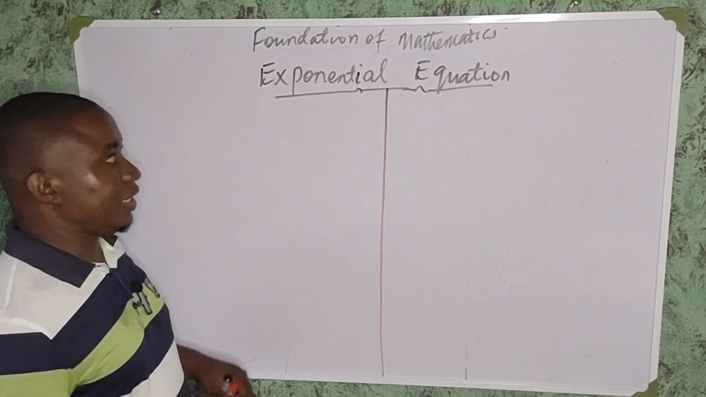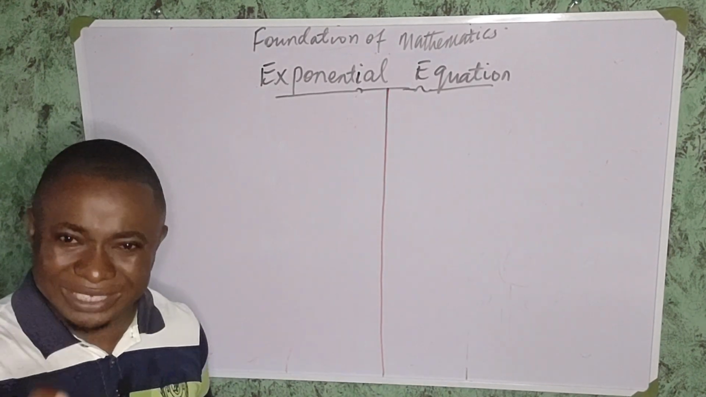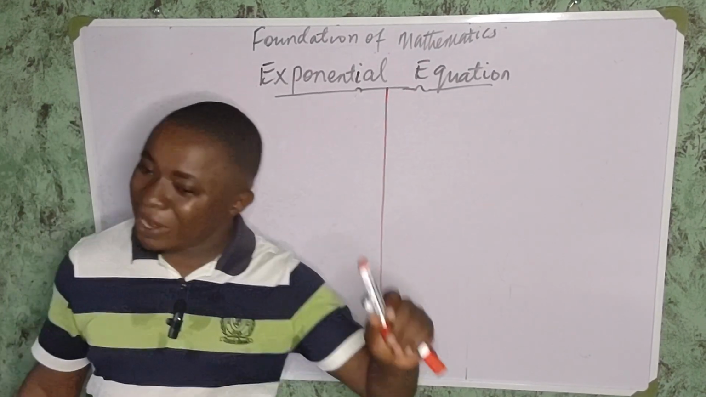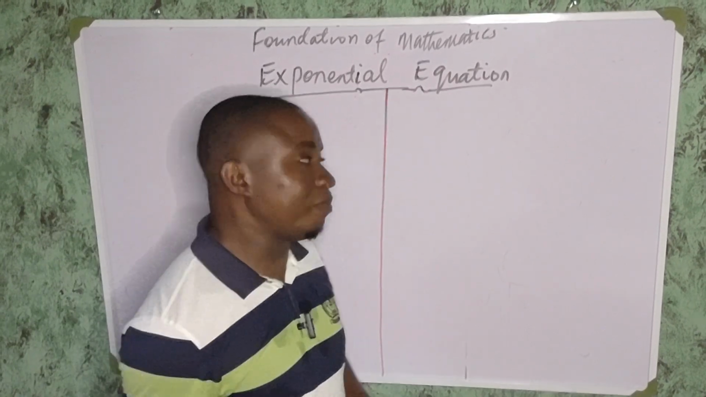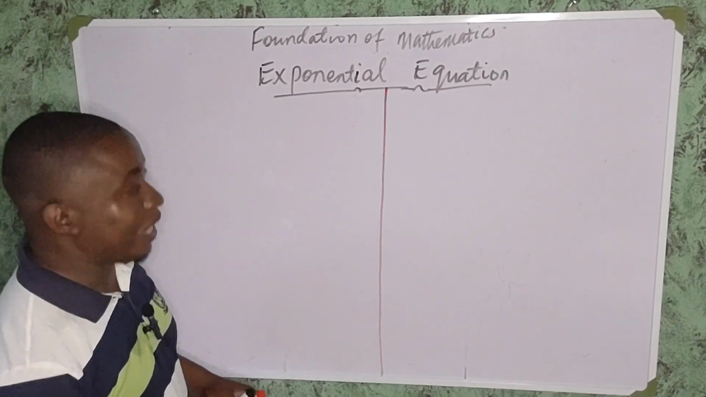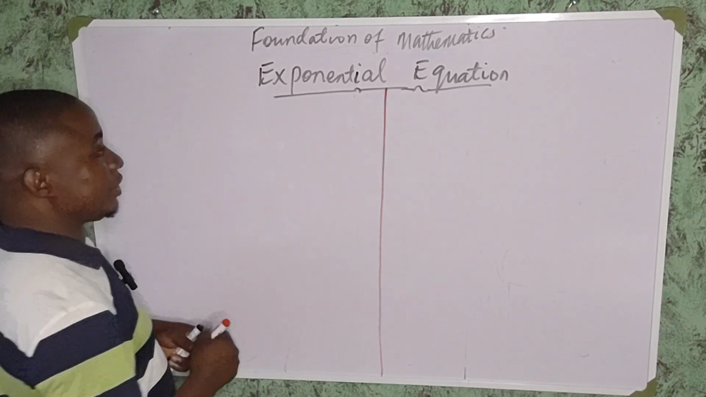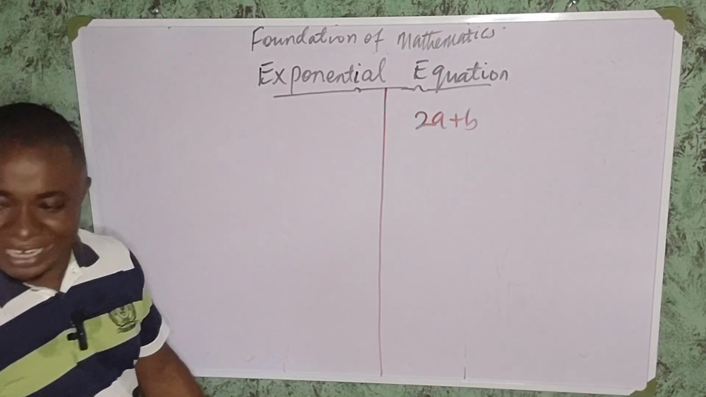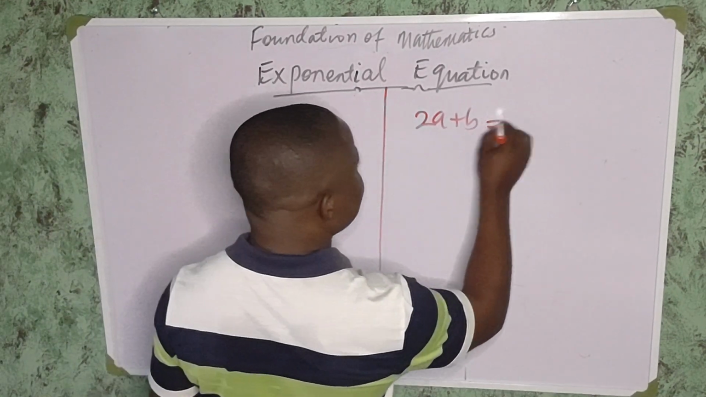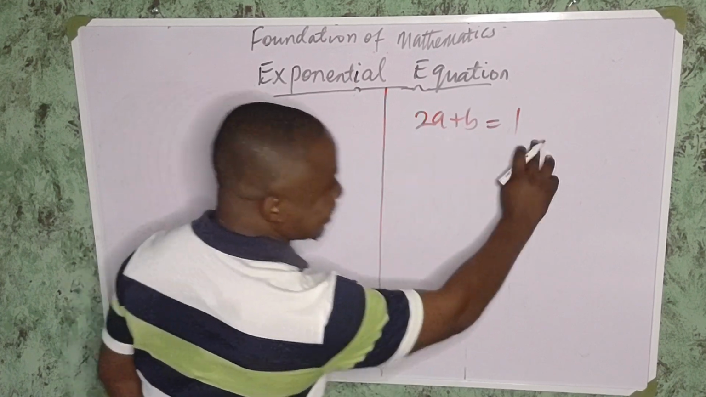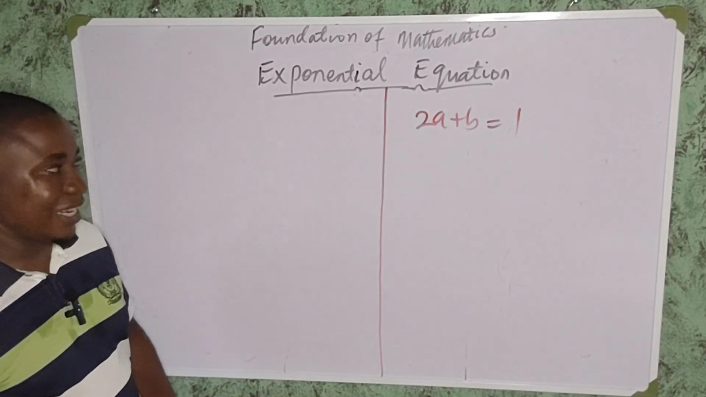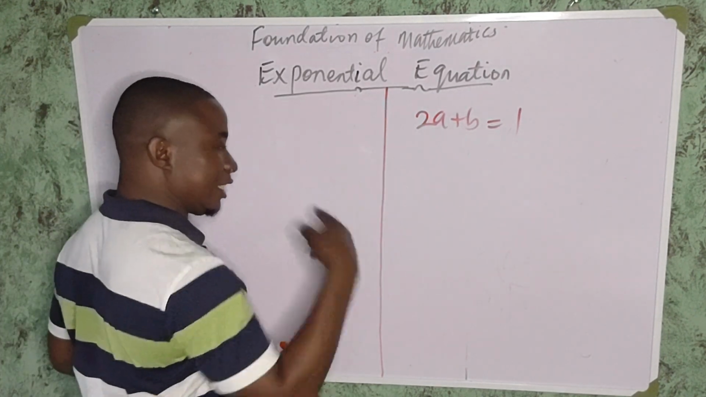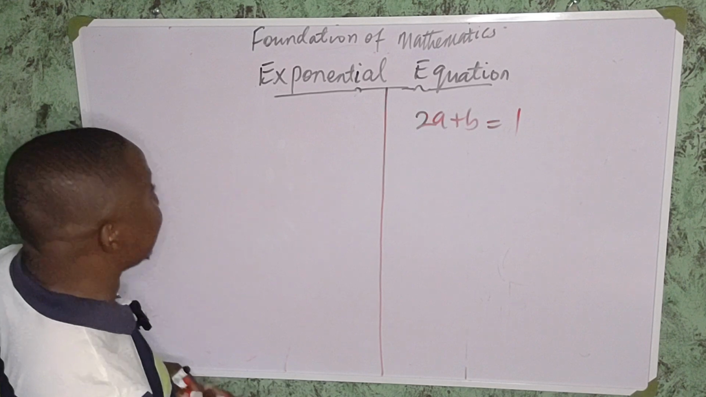Remember, indices is just an expression. Please take note, indices is just an expression, while exponential equation, as the name implies, is equated to something, maybe a particular number again. Now look at what I'm saying. When we are talking about expression, if I write 2a plus b, this is simply an expression. But if I write this equals to 1 or equals to any other thing, this now turns to equation. Please take note, there is a difference between equation and expression. Without equality sign is expression, with equality sign is an equation.